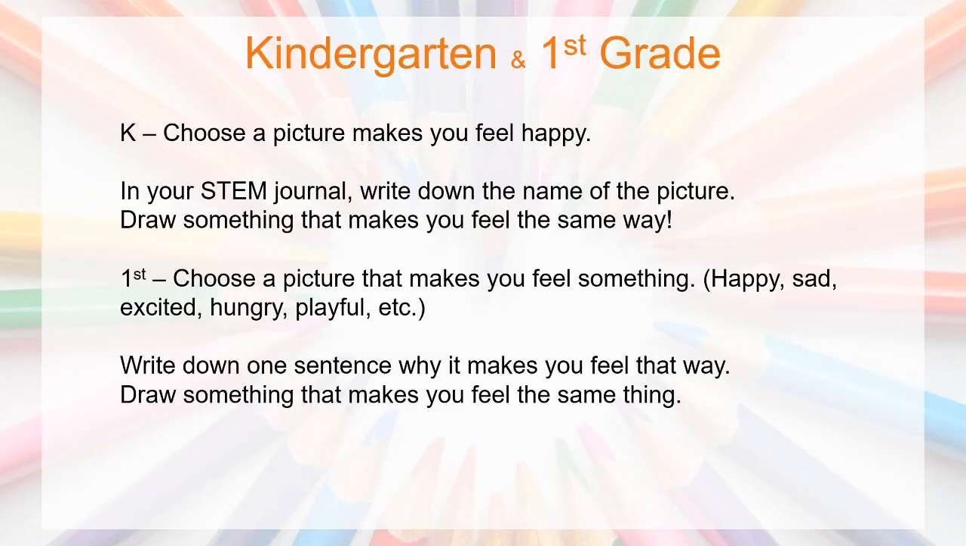Let's go through these. Kindergarten, choose a picture that makes you feel happy. In your STEM journal, write down the name of that picture. Draw something that makes you feel the same way. First grade, choose a picture that makes you feel something. This can be happy, sad, excited, hungry, playful, something. Write down one sentence why that picture makes you feel that way. Draw something that also makes you feel the same thing.